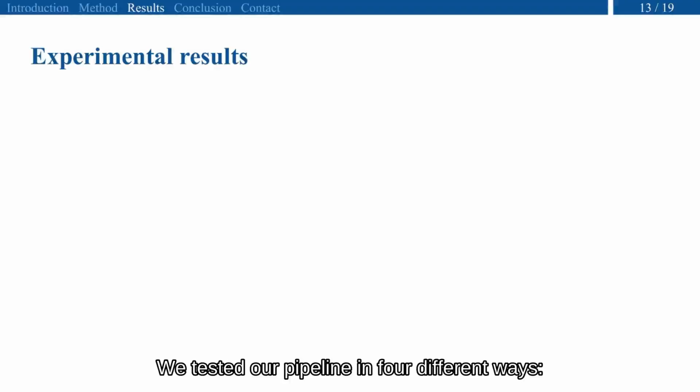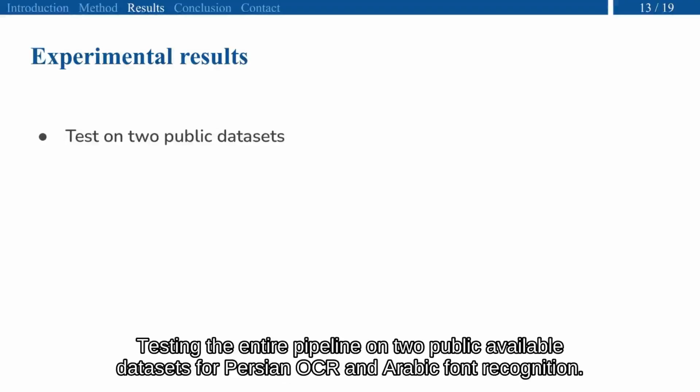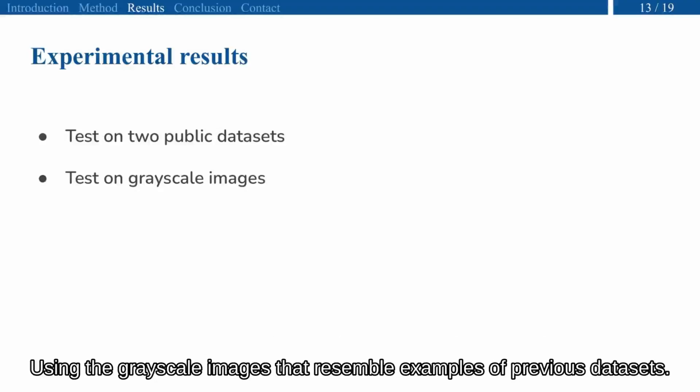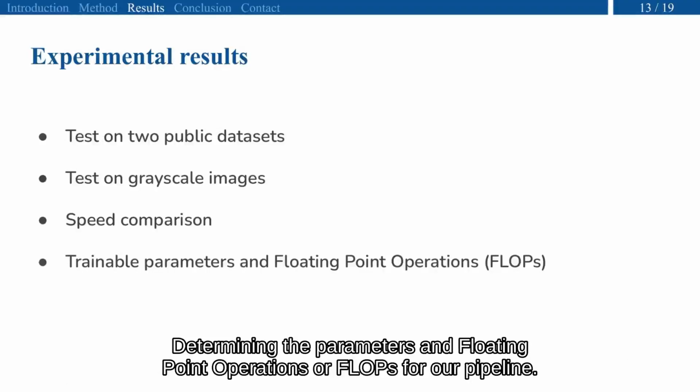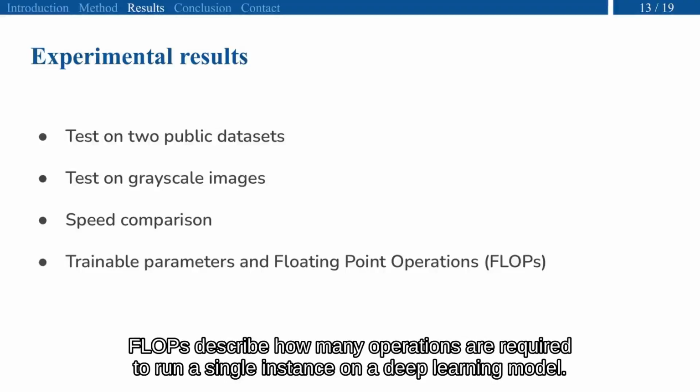We tested our pipeline in 4 different ways: testing the entire pipeline on 2 publicly available datasets for Persian OCR and Arabic font recognition, using the grayscale images that resemble examples of previous datasets, comparing the speed of our entire proposed pipeline with recent studies, and determining the parameters and floating point operations, or FLOPs, for our pipeline. FLOPs describe how many operations are required to run a single instance on a deep learning model.